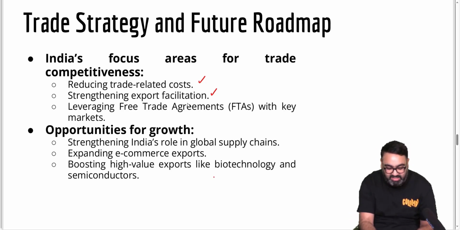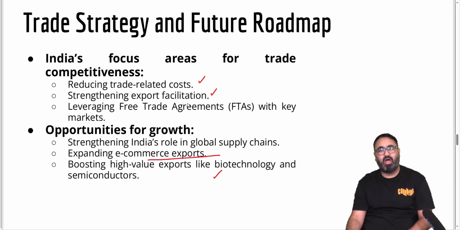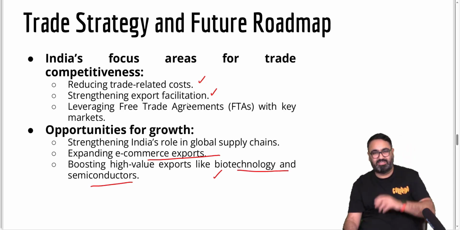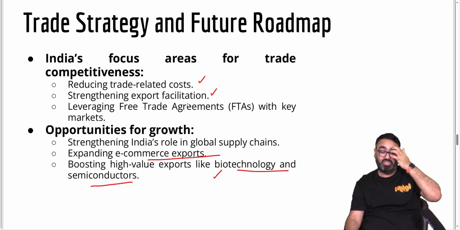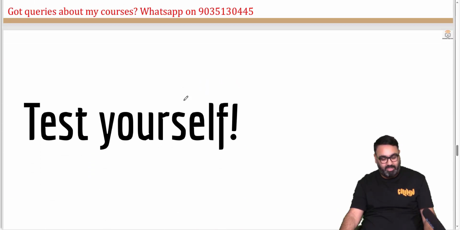There are many other opportunities for growth. We have to expand our e-commerce exports. We are trying to strengthen our role in the global supply chain. We are also trying to export high-value items to increase our bill, such as biotechnology, semiconductors, etc. These are commodities which are smaller in size but have a much higher monetary value. So this is also a focus area for the government.